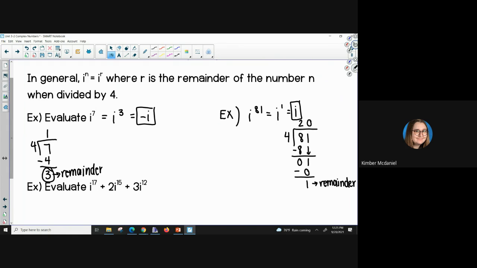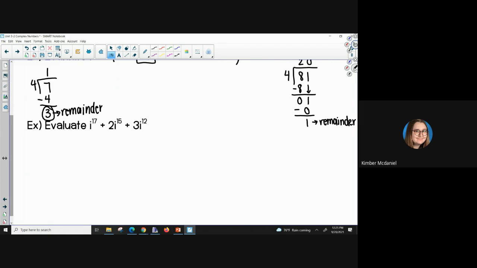Beside this bottom example, I want you to put HW number 2, because homework number 2 is like this one. So it says evaluate i to the 17th power plus 2i to the 15th power plus 3i to the 12th power. Now, when you're doing problems like this, start by evaluating each of your i's.